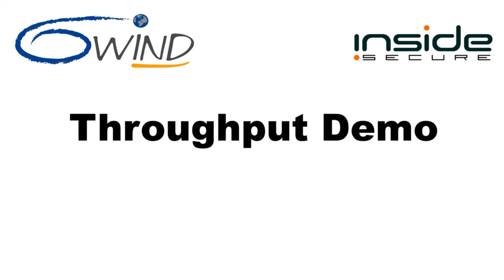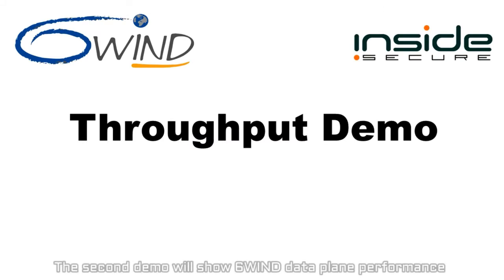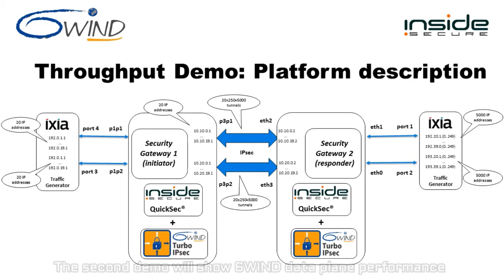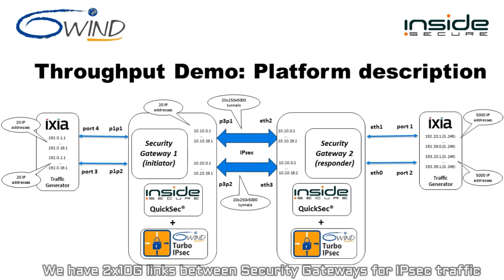The second test is a zero-loss throughput test. In this test, Security Gateway 1 acts as a security aggregator. The IPsec ports on the left are configured with 20 IP addresses each. Each IP address generates flows to 250 IP addresses. That's 5,000 flows per port. Each flow is encapsulated in an IPsec tunnel for a total of 5,000 IPsec tunnels per port, or an aggregate total of 10,000 IPsec tunnels.